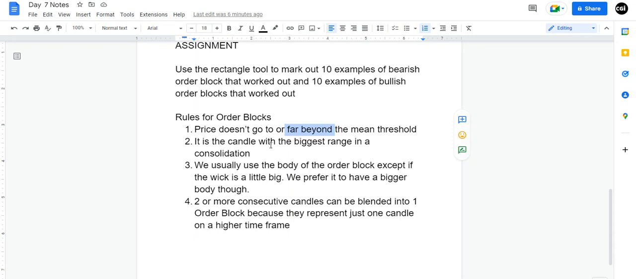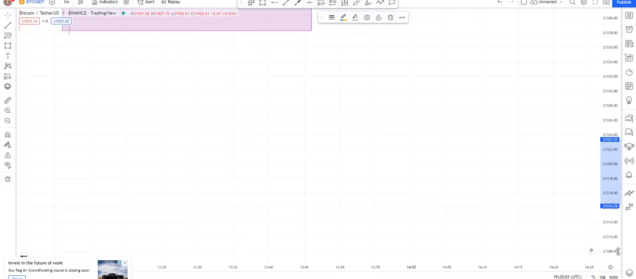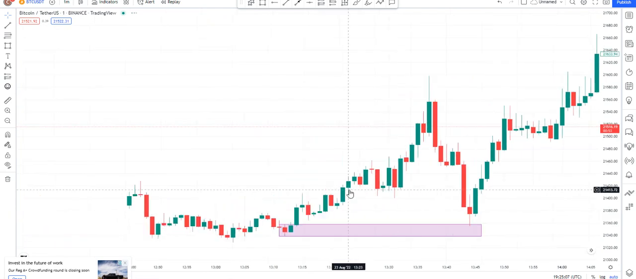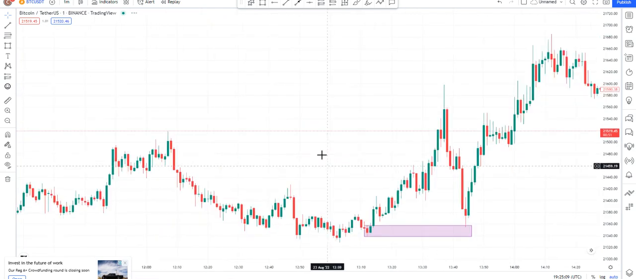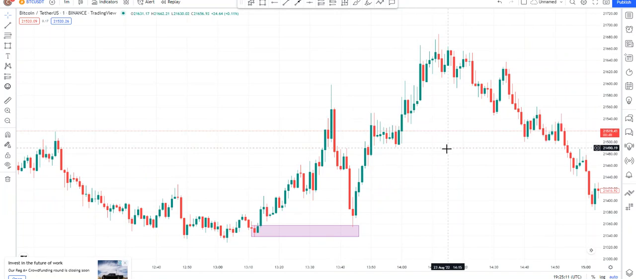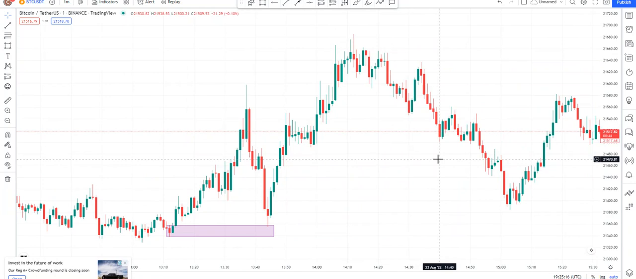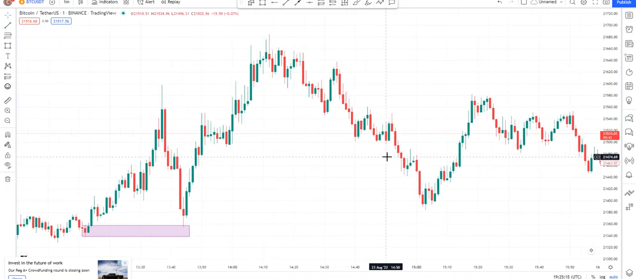So rule number two: the order block is the candle with the biggest range in a consolidation. So what do I mean by that? Sometimes you may have many candles at the beginning of the move.